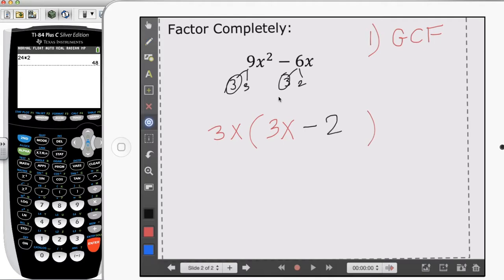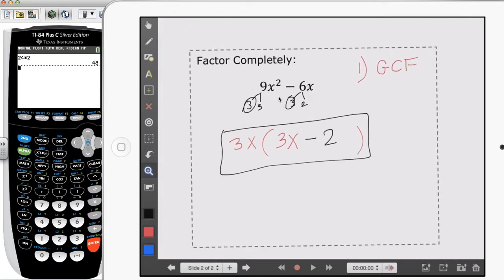To double check, try to distribute. 3 times 3 is a 9, and x times x is an x squared. So 3x times 3x is 9x squared. We're good. 3x times negative 2 is negative 6x. We're good too. Can you factor this more? There's nothing else in common. They're both primes. This has an x, this does not have an x. So that's going to be my final factoring. So this is how you factor if you have two terms.